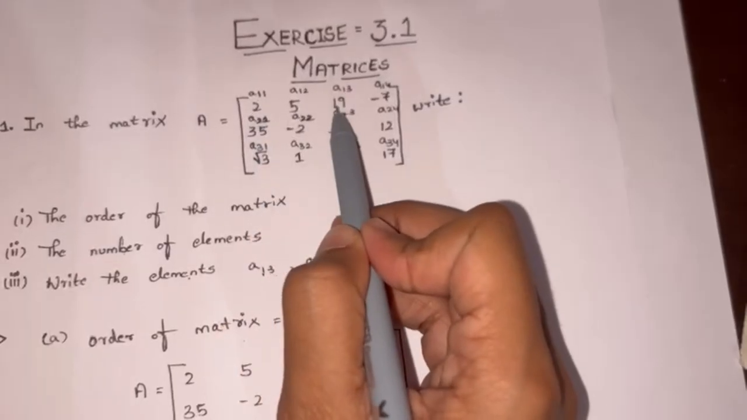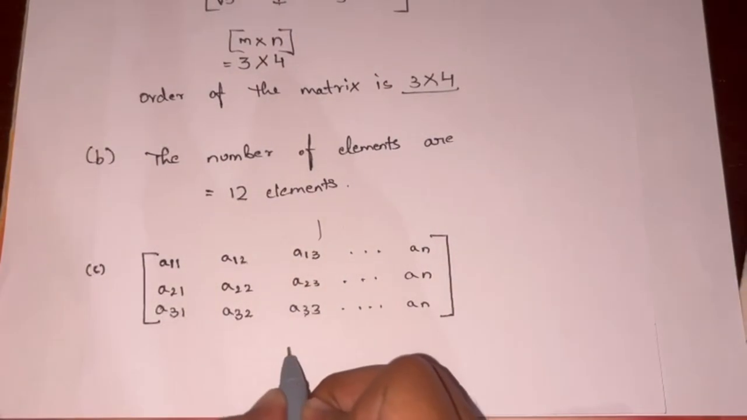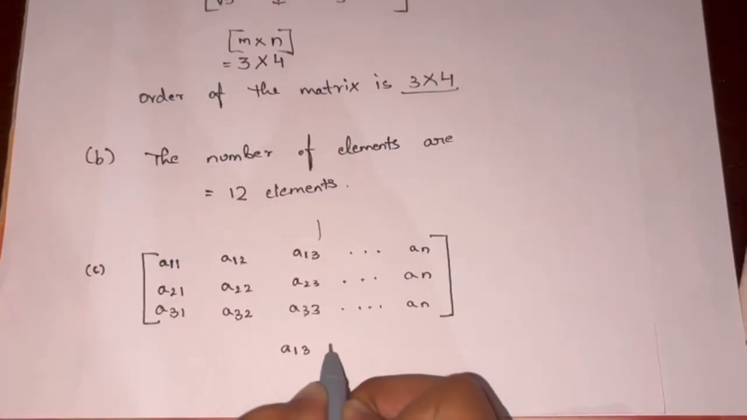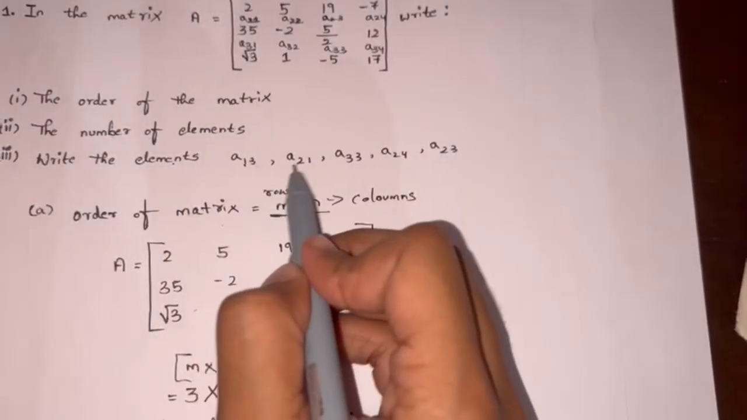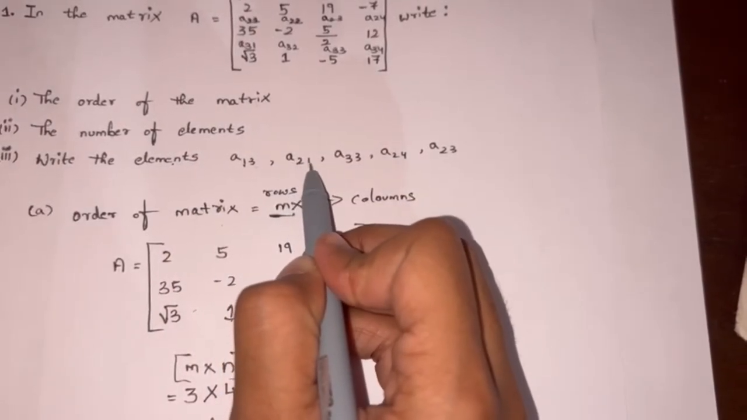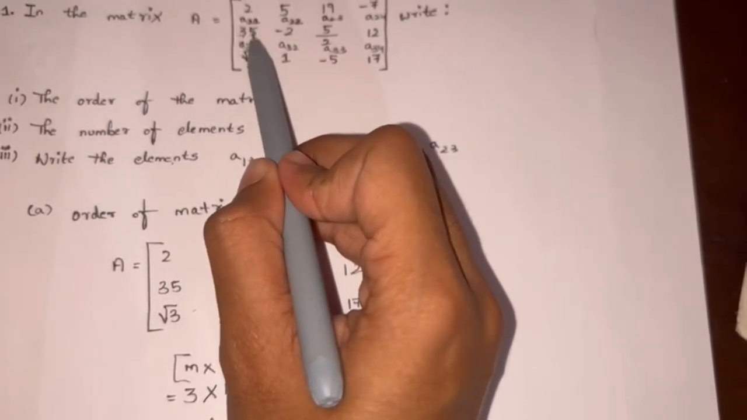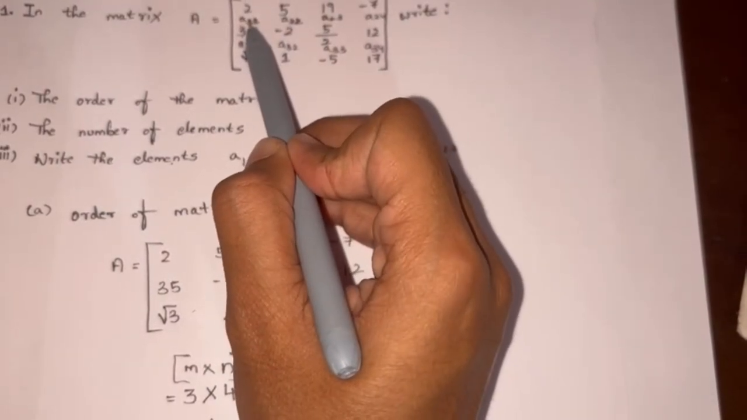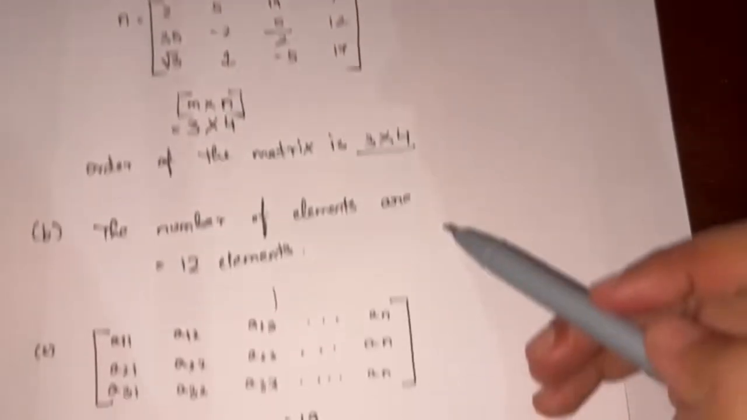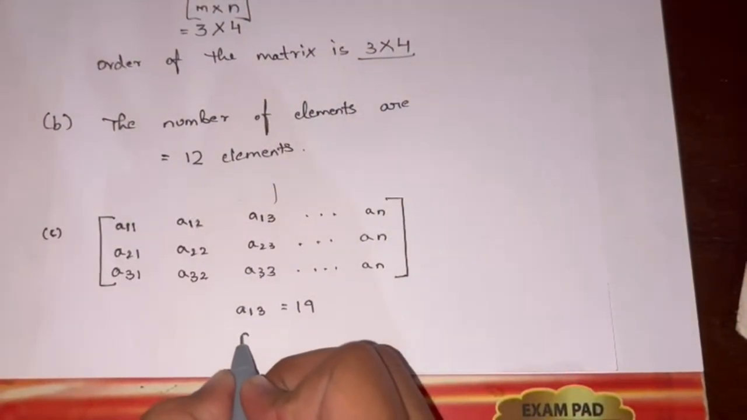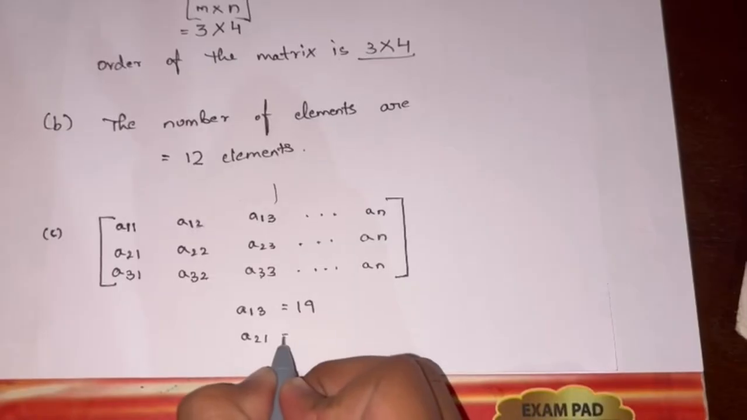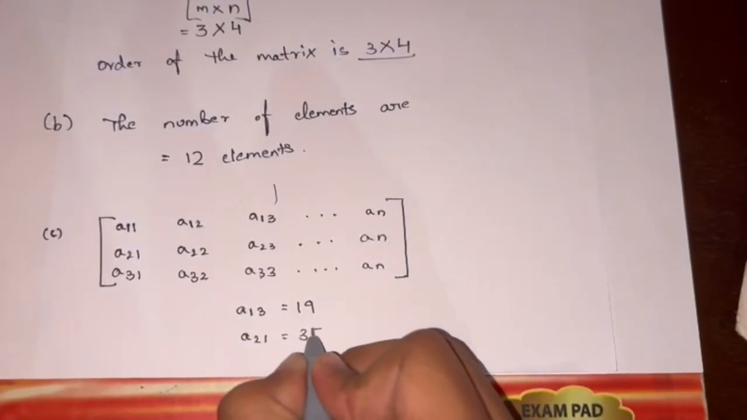So let's see what is A13. A13 is nothing but 19. So in our final answer we can write A13 is equal to 19. Then coming to our second element, that is to find A21. A21 is nothing but 35 because it is present in the second row and first column. So A21 is equal to 35.